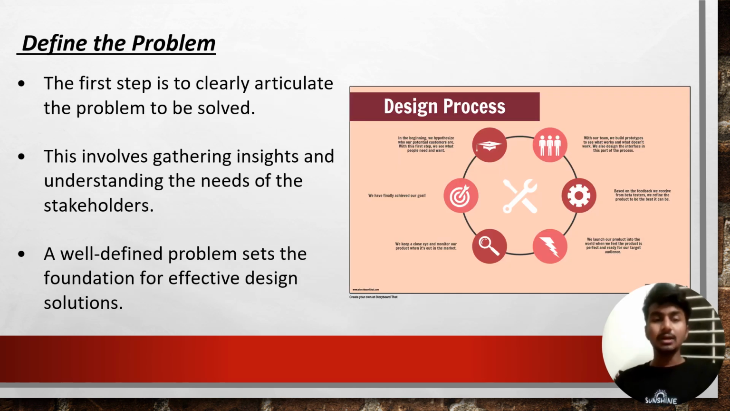of the problem, right? The first step is to clearly articulate the problem to be solved. This involves gathering insights and understanding the needs of the stakeholders. First, we should understand the needs, what the user wants. Accordingly, we should generate a product, right? So here the first step would be the hypothesis of who our potential customers are. From them, we build prototypes to see what works and what the user needs, how the user works with that product.